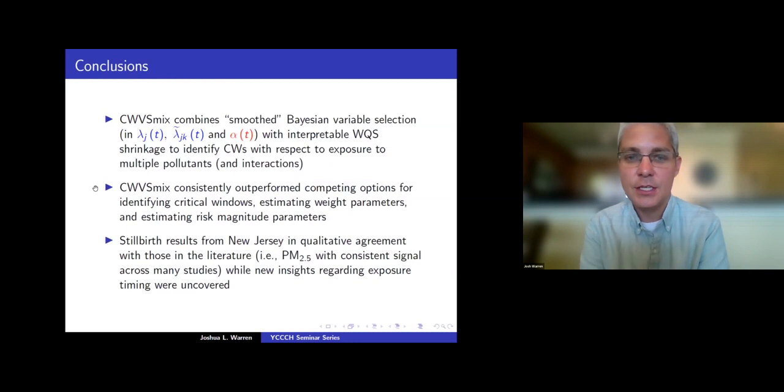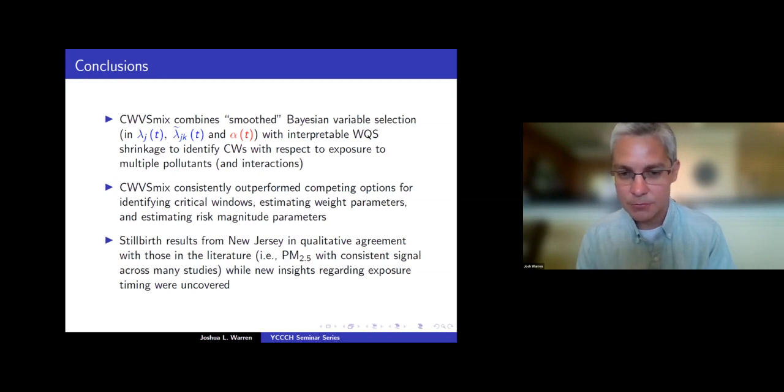And I guess in conclusion, we introduced CWVS mix, which combines smooth Bayesian variable selection in the weights and the regression parameters with interpretable weighted quantile sum regression shrinkage to identify critical windows, but also kind of understand and dig deeper into the mixture itself. And importantly, at least from our perspective, CWVS mix seemed to offer something that the existing methods didn't, so consistently outperforming these other methods for identifying the true critical window set, estimating weight parameters, which is really important for interpreting the mixtures, and then estimating the risk magnitude parameters as well.